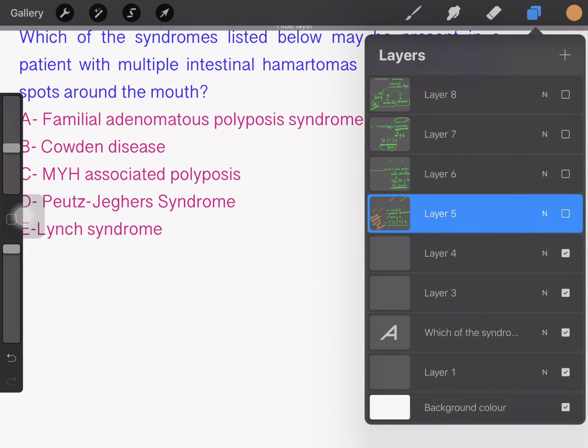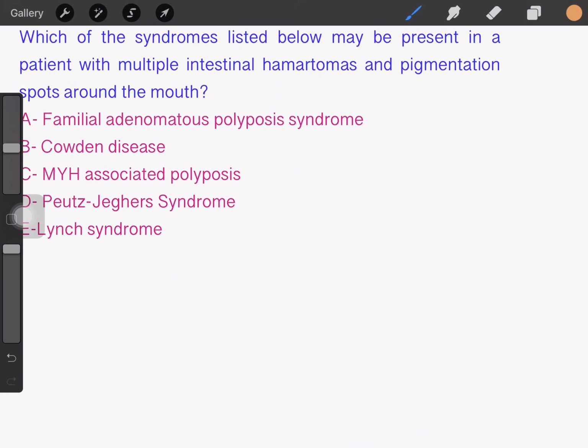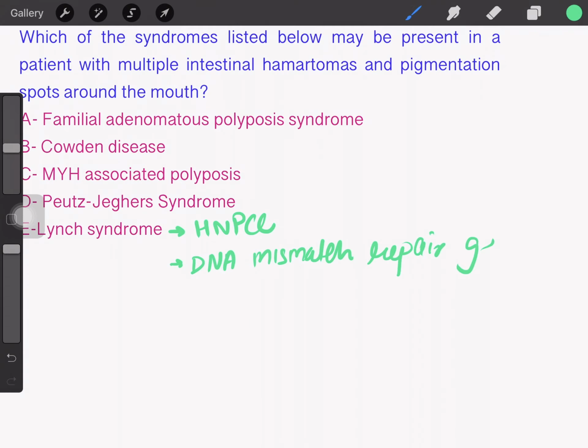But that does not mean we will not discuss or we will not read about the last option. Last option is Lynch syndrome, and Lynch is also called HNPCC. It is a DNA mismatch repair gene mutation. So there are a higher number of mutations which leads to colorectal CA.